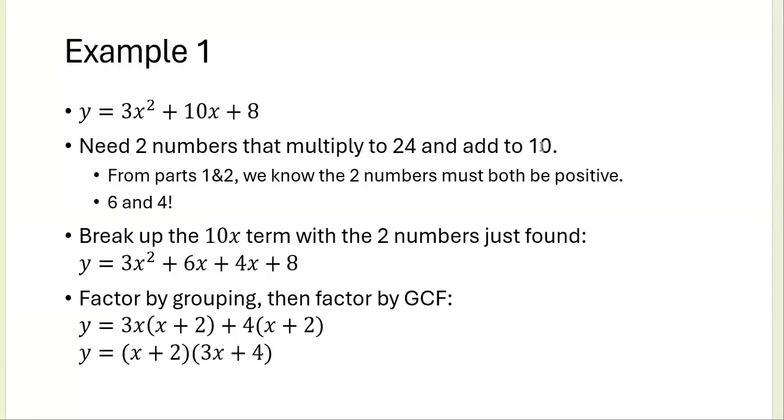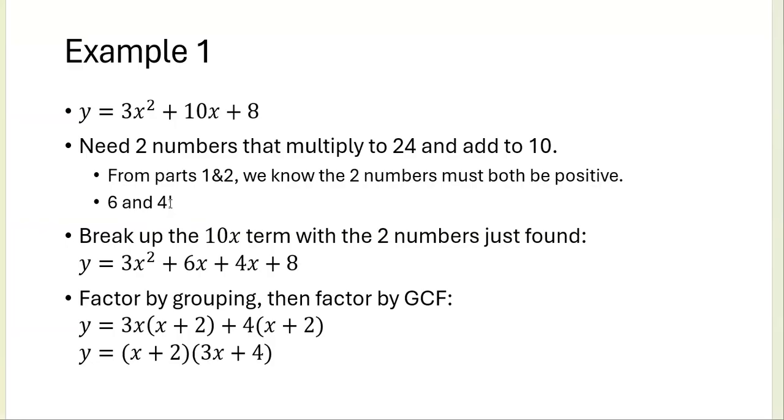So this is what we do here. Again, what we did previously was a special case, but this is actually the more general case. So the 6 and 4 that we found, we're going to break up this middle term, this 10x term, into 6x and 4x. So it becomes 3x squared plus 6x plus 4x plus 8. Notice that if we combine these two, we get back to 10x originally. That's why we found the two numbers. We want to break this middle one up into 6x and 4x, the two numbers.